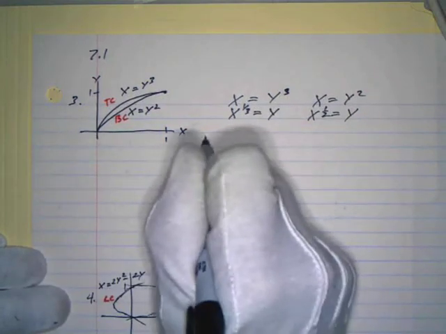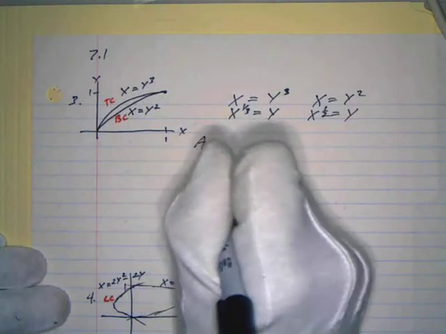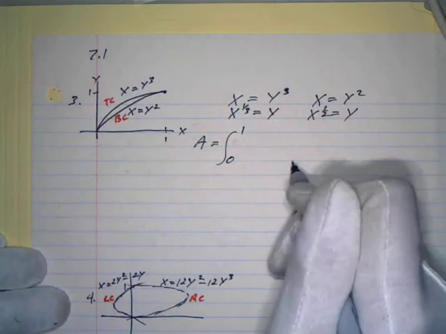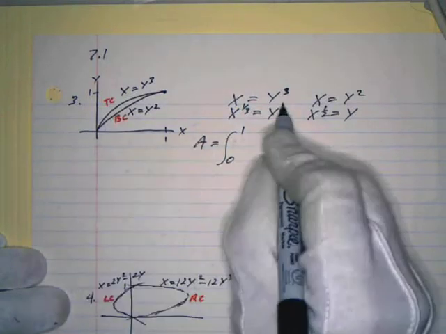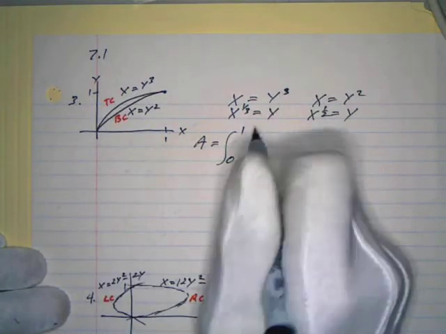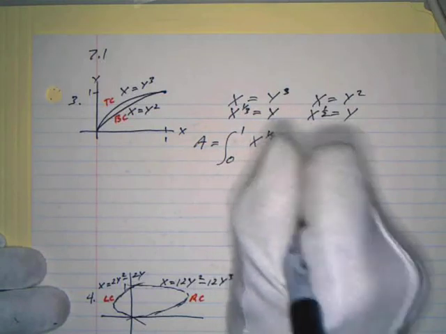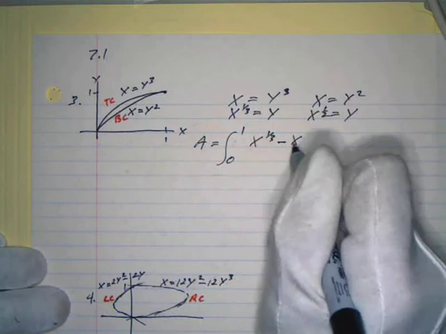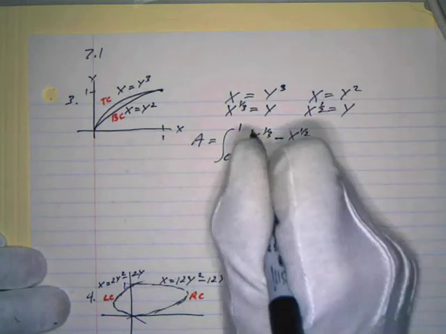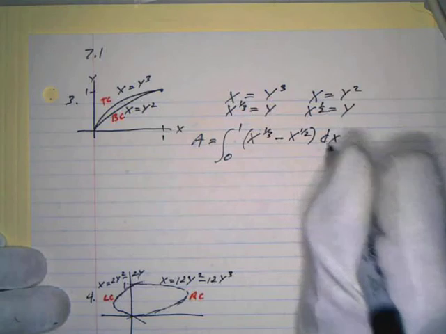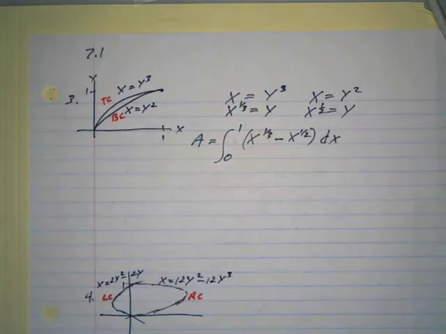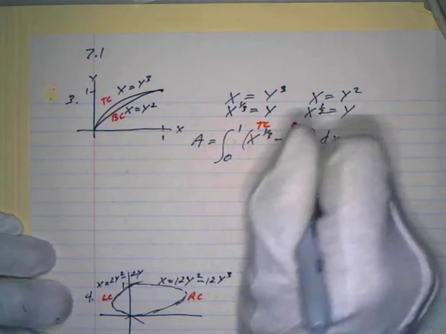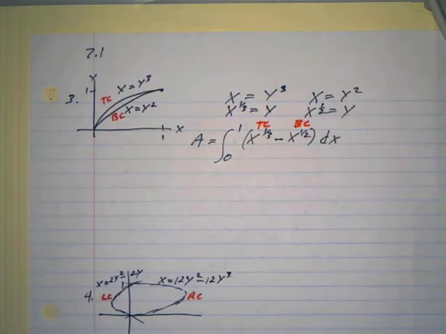So in order to find the area, that equals the integral from 0 to 1. And the top curve, which is this one, that'd be x to the 1/3, minus the bottom curve, and that's going to be x to the 1/2. That's going to be dx in terms of x. So again, this is your top curve. That's your bottom curve. Okay.